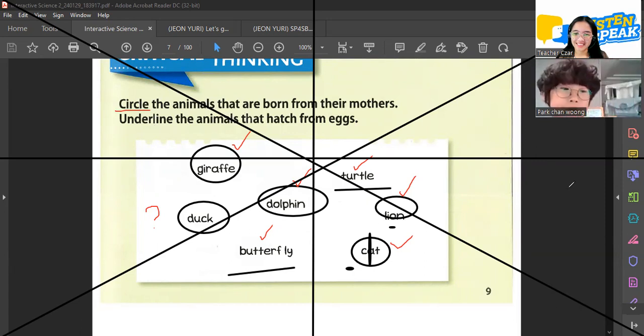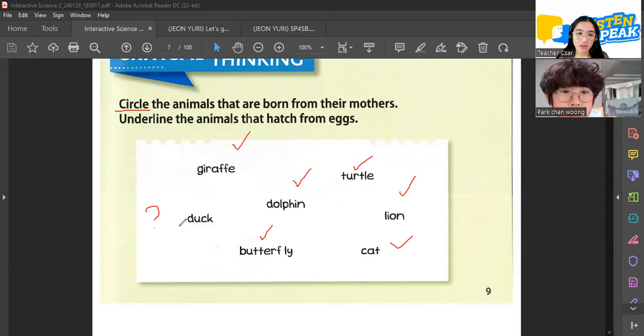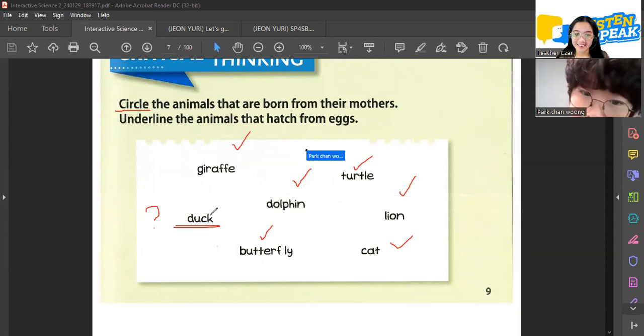Okay, you can erase it. I can erase it now. So the dog should be on. Okay, the dog should have an underline because, as I said earlier, dog is like a chicken who lays an egg. Okay.